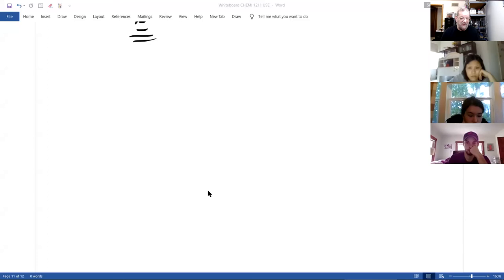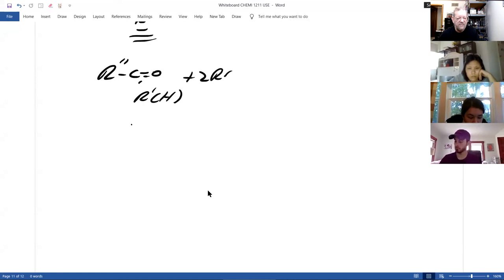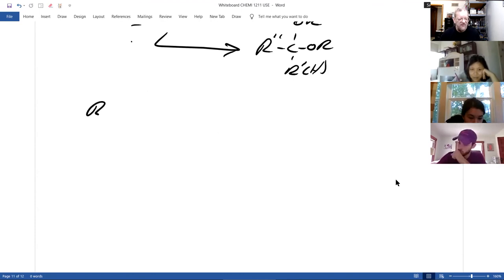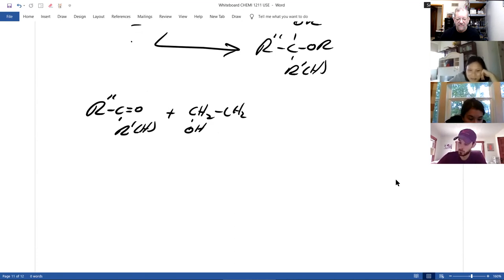So let's look at what he did. First of all, let's look at the general reaction. And you've already learned this. If you take two alcohols, an acid catalyst, and react with a ketone or aldehyde, you get this compound, an acetal or ketal. Now, what Herbert Stork came up with was if you take an aldehyde or ketone and react it now with ethylene glycol, an acid catalyst, what do you get?